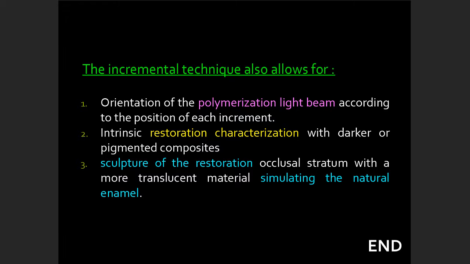Sculpture of the restoration, occlusal stratum with more translucent material simulating the natural enamel. So after you have built the dentine, you know that enamel is translucent. So we have enamel shades which are more translucent. So the top layer you can apply the translucent enamel shade so that you get a very good lifelike or natural tooth like restorations. So these are the benefits of doing composite in small increments. So this completes your topic.